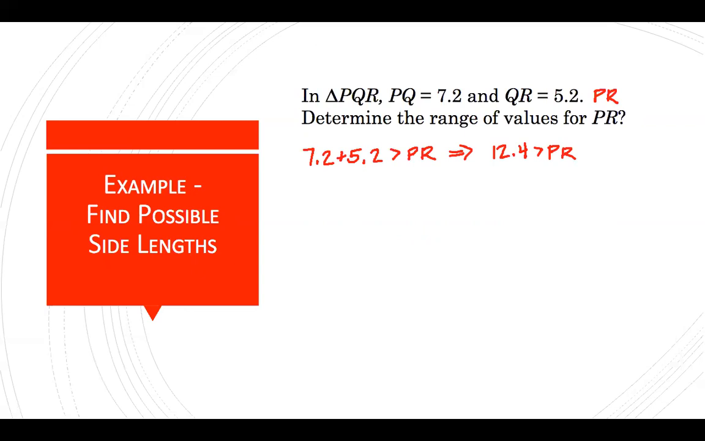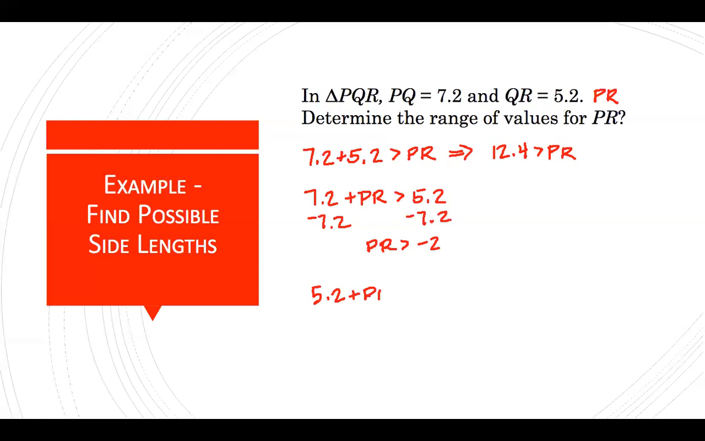All right, next, 7.2 plus PR has to be greater than 5.2, right? All right, so I'm going to solve this for PR. I'm going to subtract 7.2 from both sides, so PR has to be greater than -2. Okay. And then lastly, 5.2 plus PR.